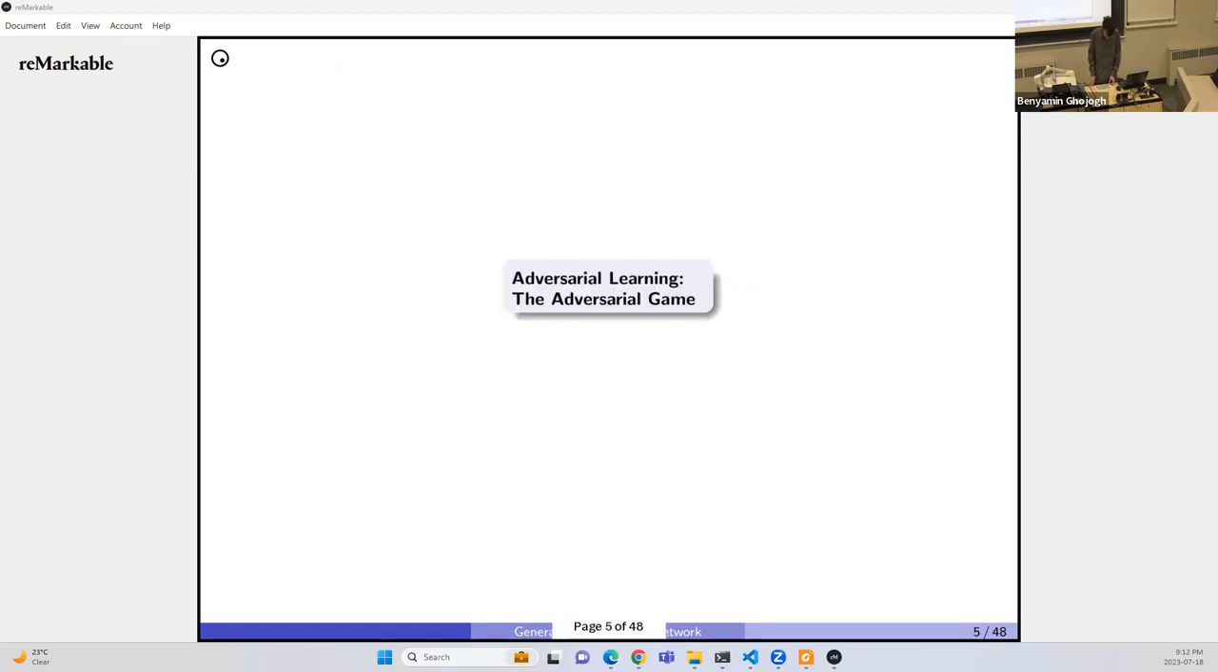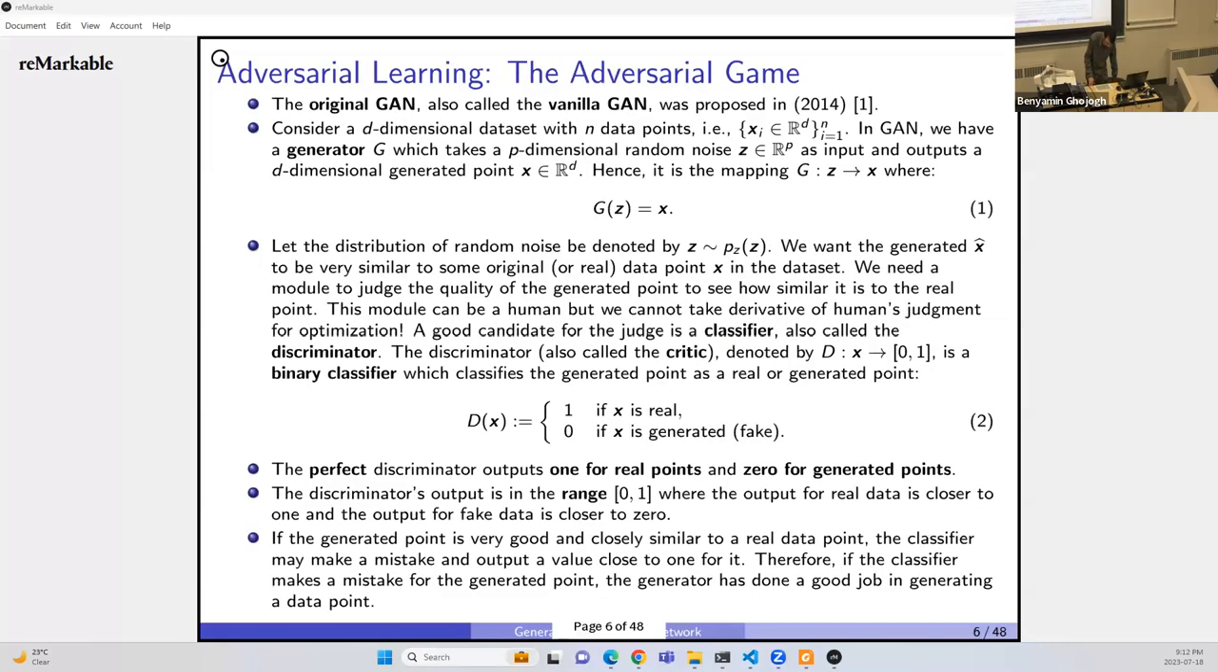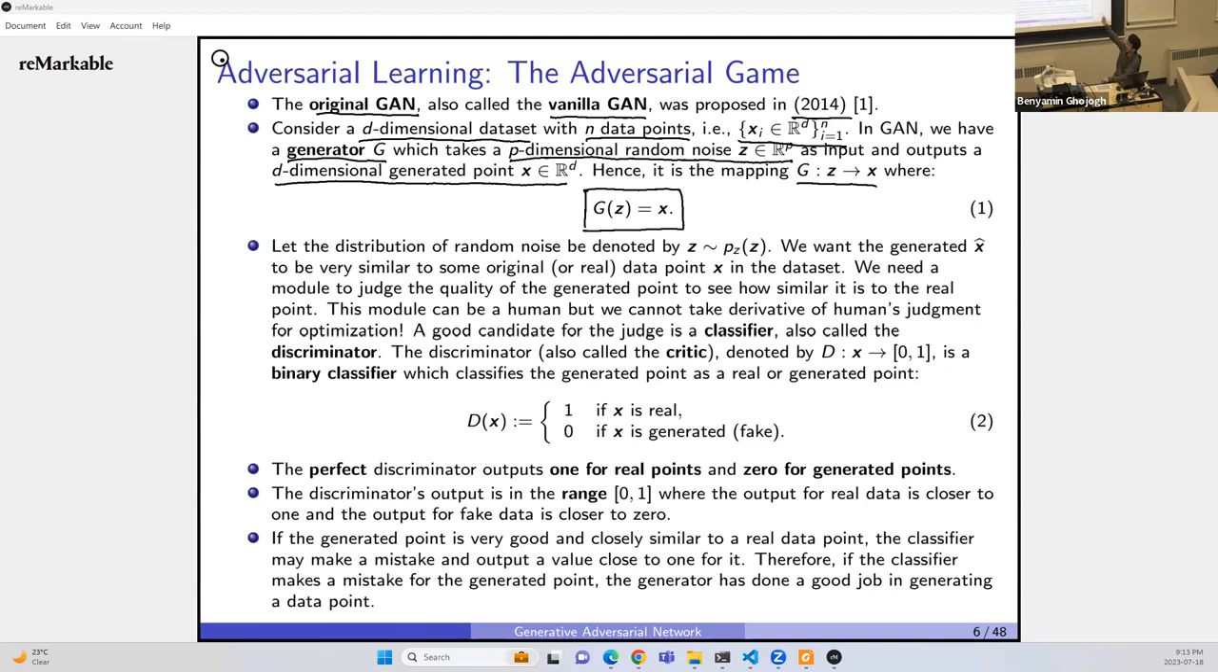Okay, the adversarial game. The original GAN, also called vanilla GAN, was proposed in 2014. Consider a d-dimensional data set with n data points, x1 to xn, each of which is d-dimensional. In GAN, we have a generator G, which takes a p-dimensional random noise z as input and outputs a d-dimensional generated point x. So you can write it this way: G is a mapping from Z to X. It takes Z and outputs X.